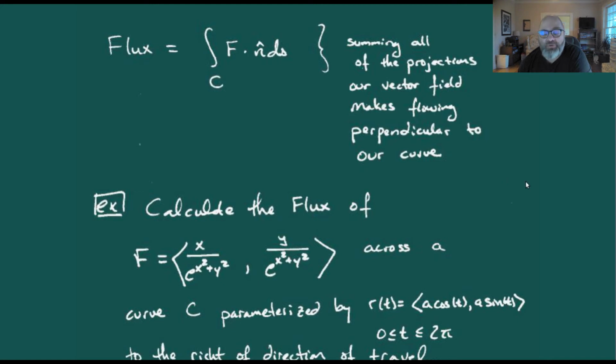So let's look at an example of how we go about actually computing one of these things. Suppose we want to calculate the flux of this vector field F, x over e to the x squared plus y squared, y over e to the x squared plus y squared, across a parameterized curve that's just a circle parameterized counterclockwise with a radius of a. And we want the flux to the right of the direction of travel. So we're going counterclockwise, and we want the flux facing out, so we want the normal vector facing outward from the curve.